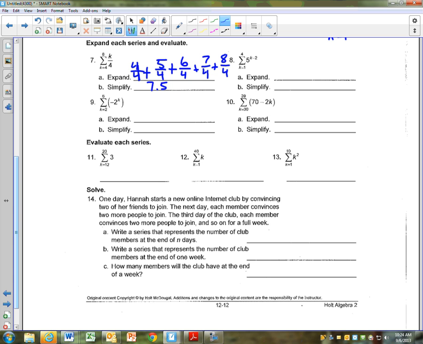So, this thing right up here, this sigma notation piece, it actually has a value, 7 and 1 half. Okay? It actually has a numerical value to it. We can figure out exactly what it adds up to. Is this finite or is it infinite? It's definitely finite.